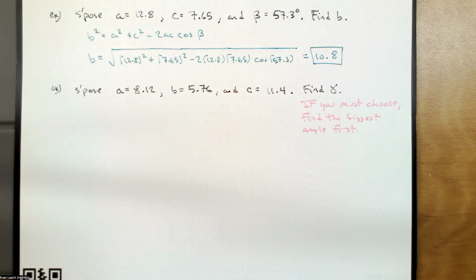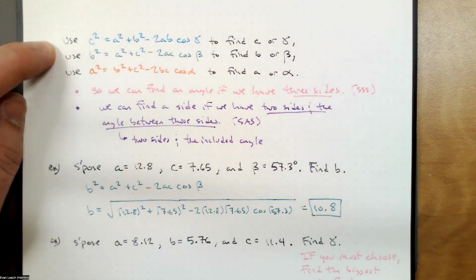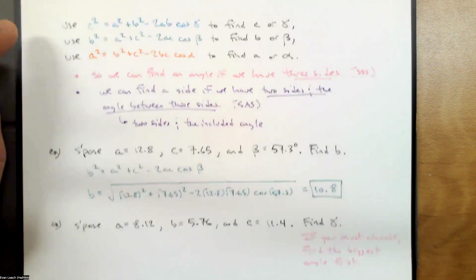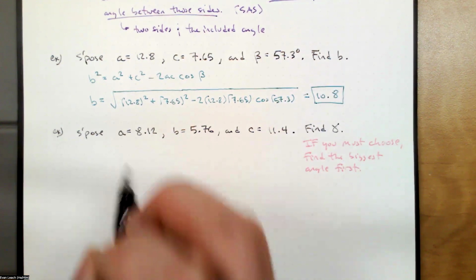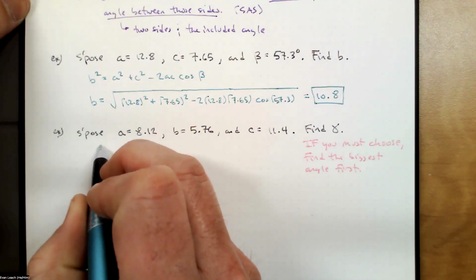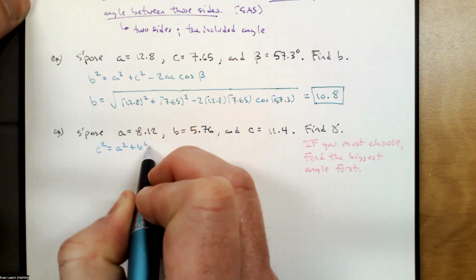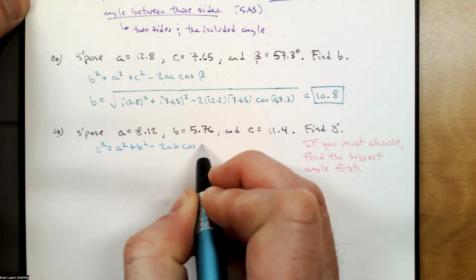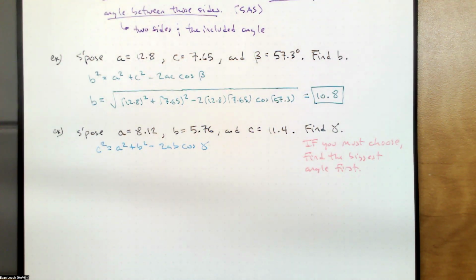Let's find gamma first. Since we're looking for gamma and we have three sides, we're going to use the law of cosines. We have the side, side, side case that says to use the law of cosines. We're going to find gamma, so we're going to use the version of the law of cosines that has C and gamma on the outside. For those of you who are just automatically copying, stop, because I'm just going to write the first law of cosines again. I want to start from here. C squared is equal to A squared plus B squared minus 2AB cosine of gamma. I said find gamma, so we have to use the law of cosines part that has gamma in it.